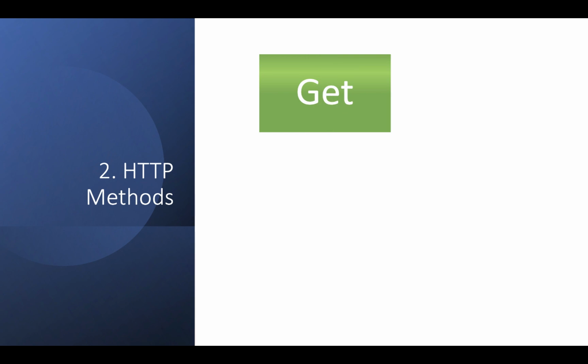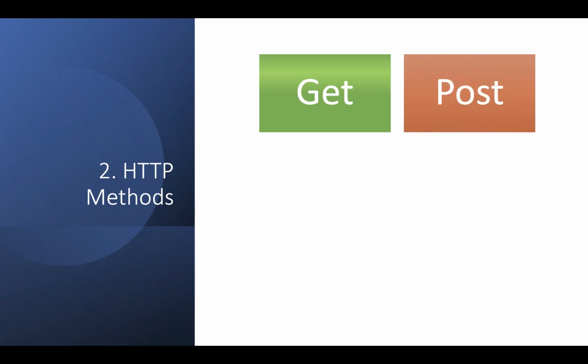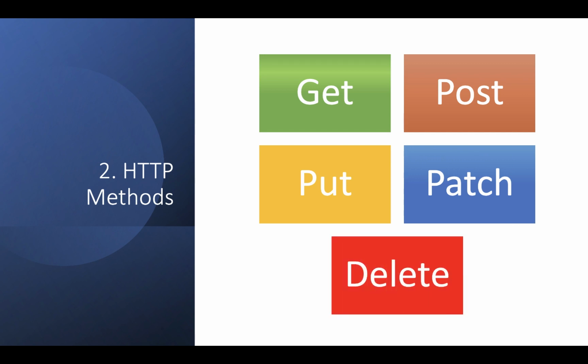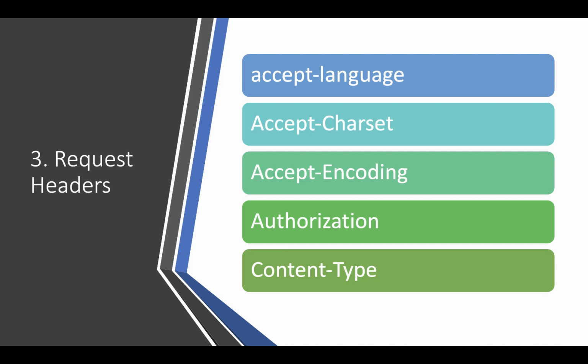Then we have different HTTP methods: get to search for the data, post to send data, put to update data, patch to partially update data, delete for deleting the data. Then we have different types of headers. So header could have any value like accept language, accept charset like UTF-8, accept encoding, authorization. Then content type, you must have seen application/JSON.